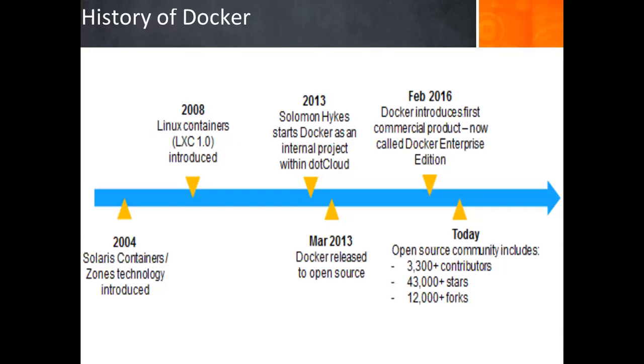In 2013, Solomon Hykes started Docker as an internal project within dotCloud. Then, later in 2013, Docker was released as open source. It stayed open source until 2016, when the first commercial product was declared, called Docker Enterprise Edition. And today, the number is still increasing in the open source communities.